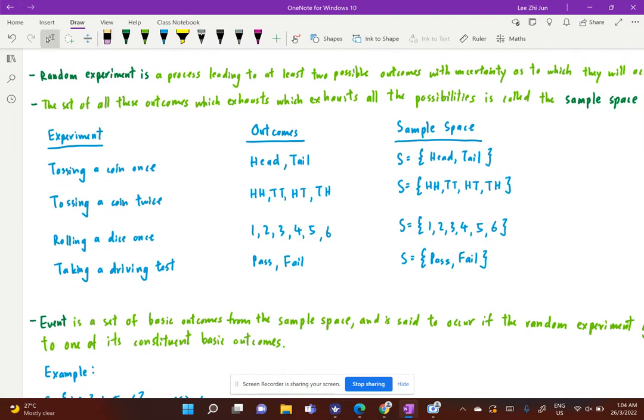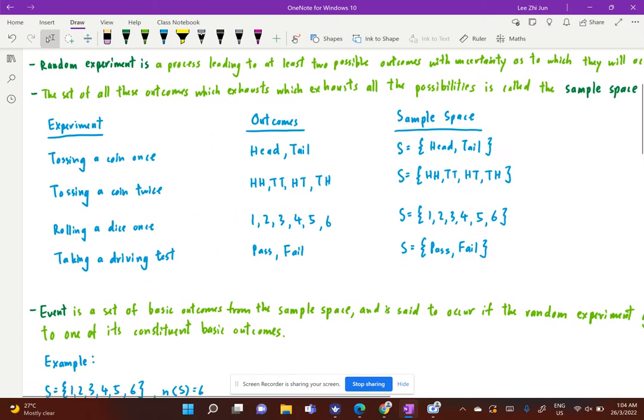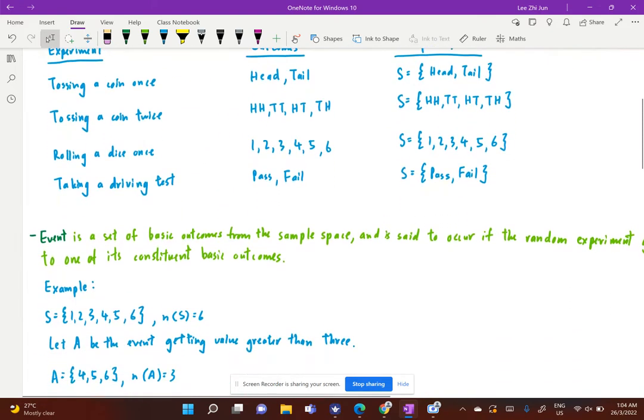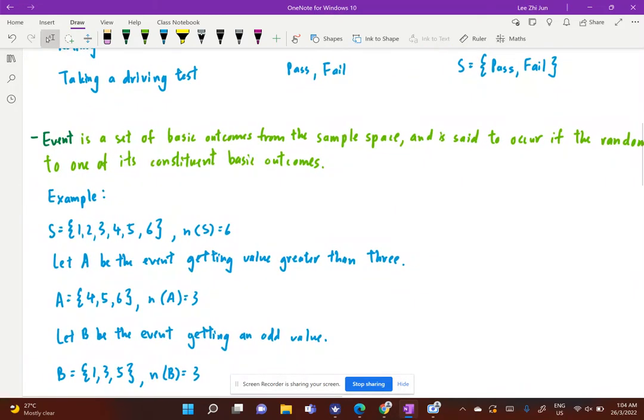An event is a set of basic outcomes from the sample space, and it is said to occur if the random experiment gives rise to one of its constituent basic outcomes. For example, here's the sample space from a dice. So the total sample space will be 6. Let A be the event of getting a value greater than 3. So the outcomes with value greater than 3 are 4, 5, 6.